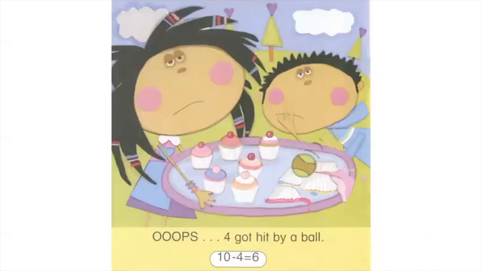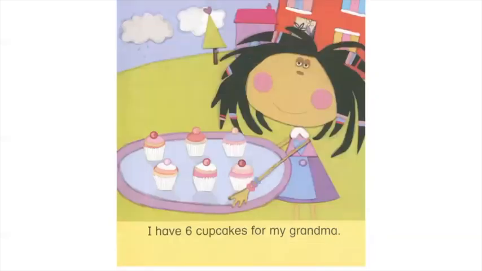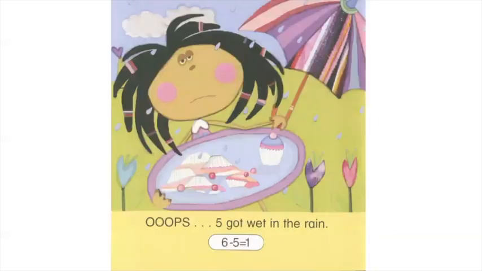Oops! 4 got hit by a ball. 10 cupcakes minus 4 cupcakes equals 6 cupcakes. 10 minus 4 equals 6. I have 6 cupcakes for my grandma.